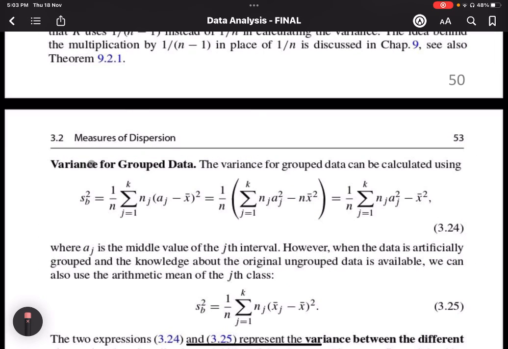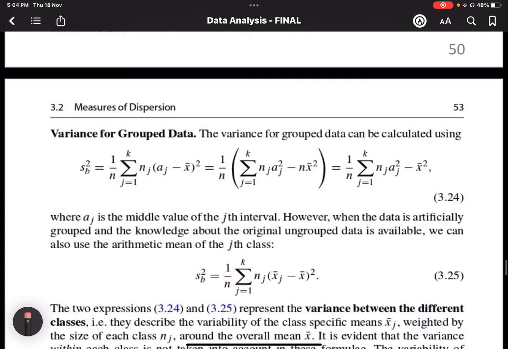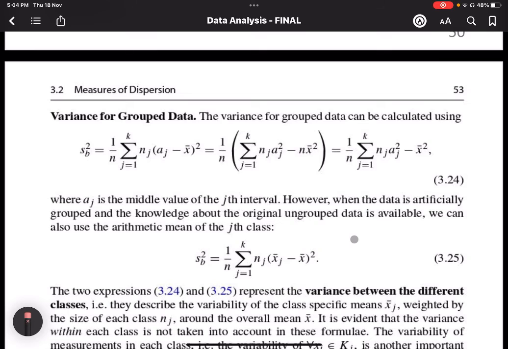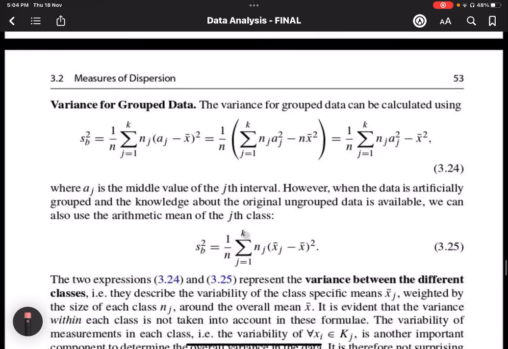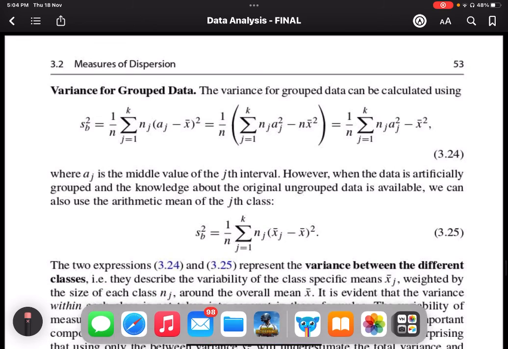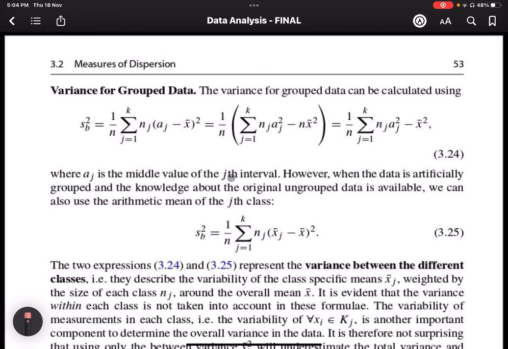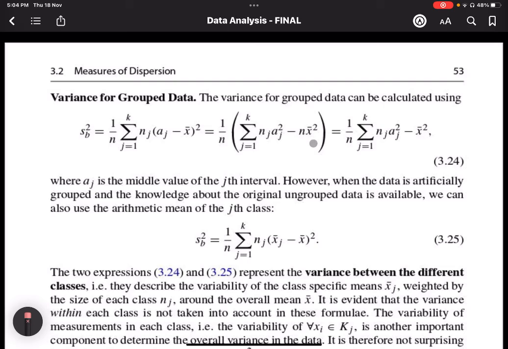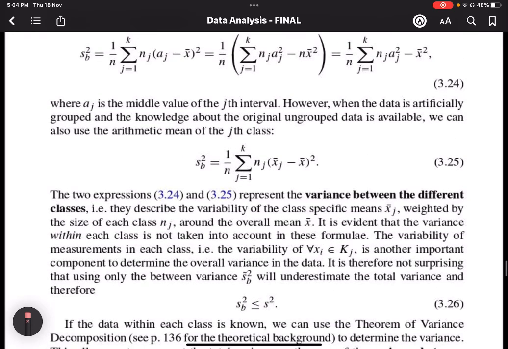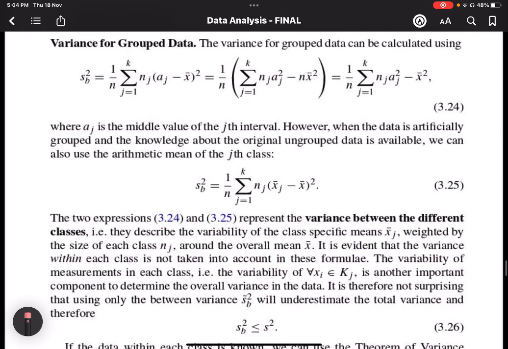Ito naman yung pagkuha ng variance for group data. So again, pag nakita ninyo ang J, that is indicating the group data, no? So we have to find the middle value of the J interval of the group data. So parang yung kanina, 25 to 30, hanapin mo lang yung gitna, no? Between the lower and upper limit.